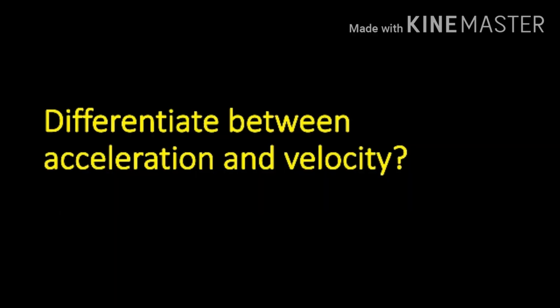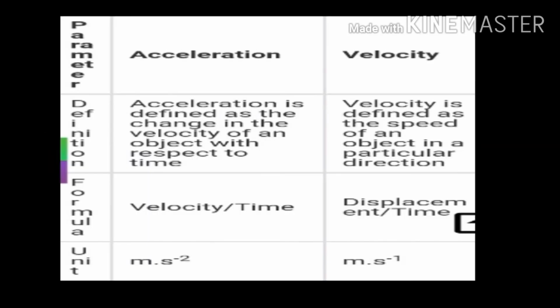Now we will talk about differences between acceleration and velocity. So the differences will start from the definition, as you know. The definition of acceleration is the change in the velocity of an object with respect to time. Similarly, the definition of velocity is the speed of an object in a particular direction. The formula of acceleration is velocity upon time, whereas the velocity formula is displacement upon time. Here the units of acceleration and velocity are given. So these are the major differences between acceleration and velocity.